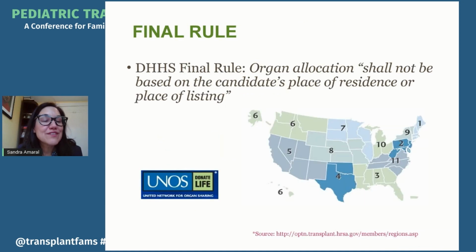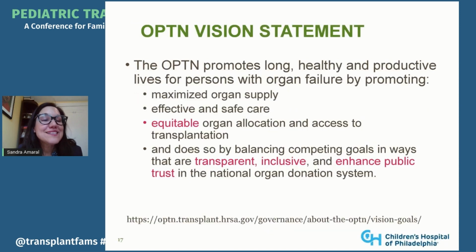You may have heard of the final rule, and the Department of Health and Human Services final rule states that organ allocation shall not be based on the candidate's place of residence or place of listing. And the OPTN vision statement was recently revised. If you go to the website, it says that the OPTN promotes long, healthy, and productive lives for persons with organ failure by promoting maximized organ supply, effective and safe care, organ allocation, and access to transplant, and does so by balancing competing goals in ways that are transparent, inclusive, and enhance public trust in the system.